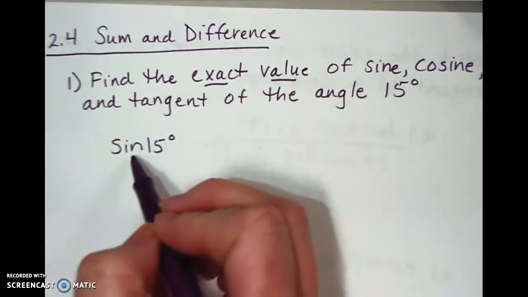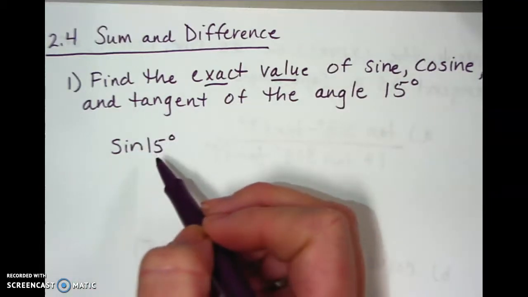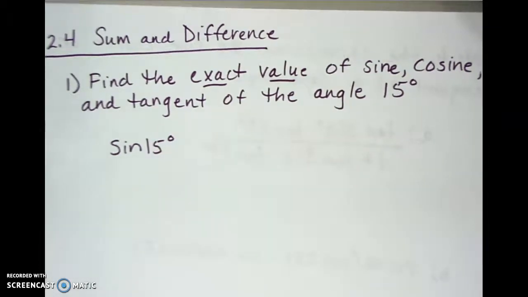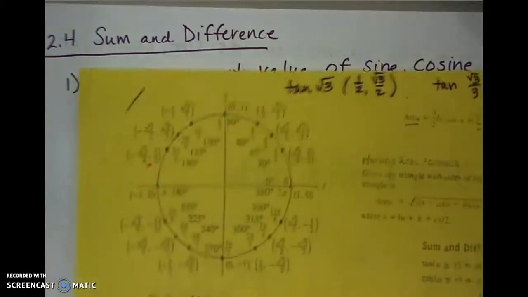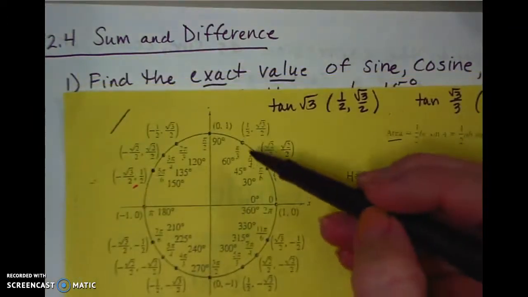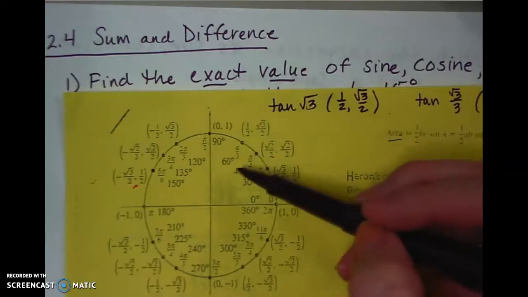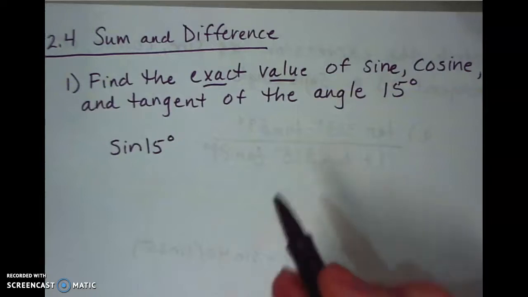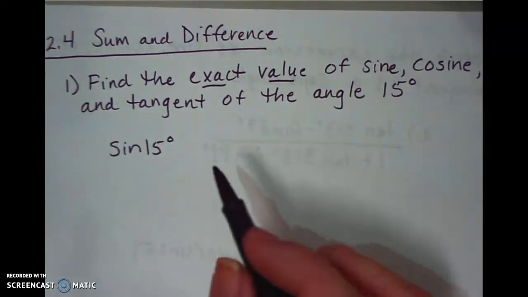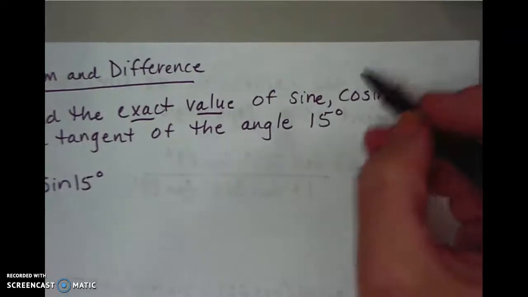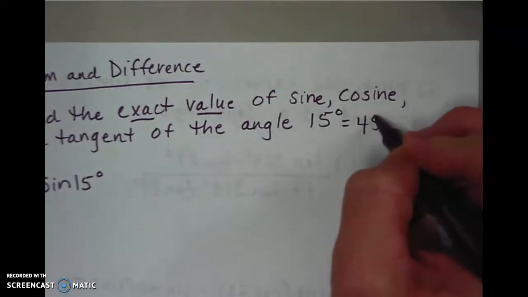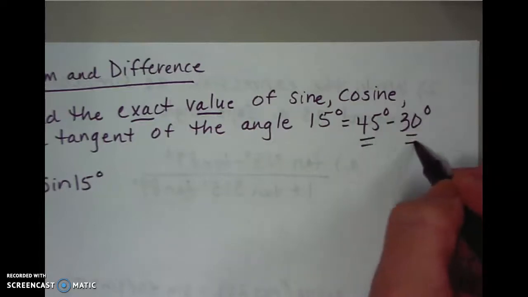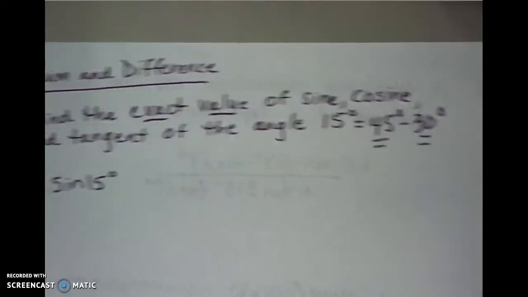Well, on my unit circle, sine of 15 degrees is not there. So what we need to do is look on our unit circle. We need to find two degrees that together can get me 15 degrees, and 45 minus 30 is 15. So when I'm looking for the angle of 15 degrees, I am going to rewrite 15 degrees as 45 degrees minus 30 degrees, because these two values are on my unit circle.